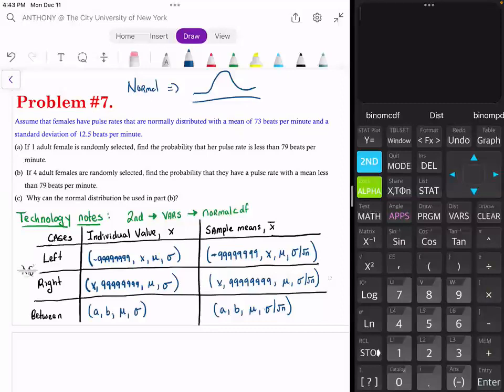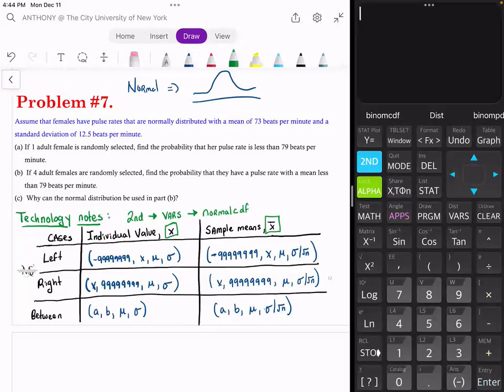Now, parts A and B are asking for very similar things, but they have some key differences. The key difference, when you read part A and part B, is that part A talks about an individual value, X. So when I scale the bell-shaped curve, it will be in terms of X for part A. Now, for reasons that I'll explain in a moment, we denote the sample means as X bar, right? So the normal distribution, we'll label it as X bar for part B.